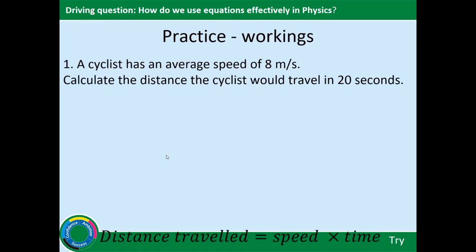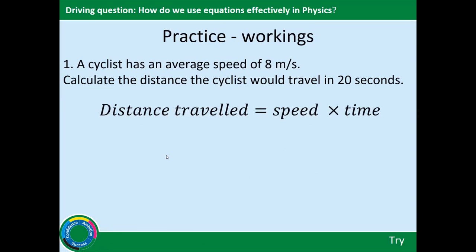So, solution, we write a speed distance traveled time equation. Distance traveled equals speed times time. We write, or you write the short form, whichever you use is fine. What is given in the question? We're given the speed in the question, 8 meters per second. We're given the time, which is 20 seconds. And so we have to find the distance.